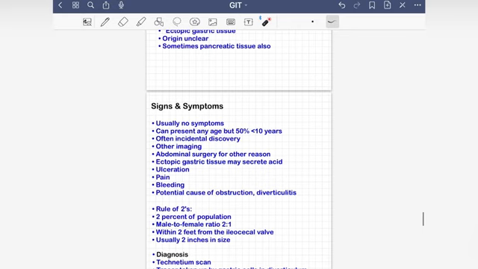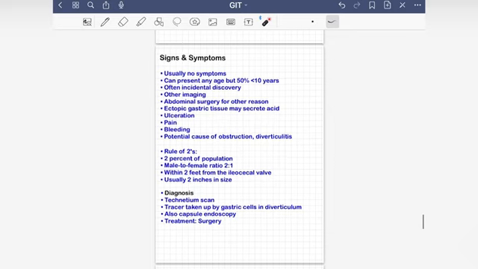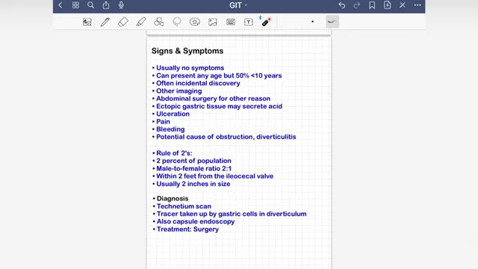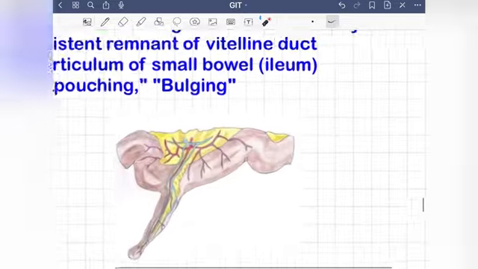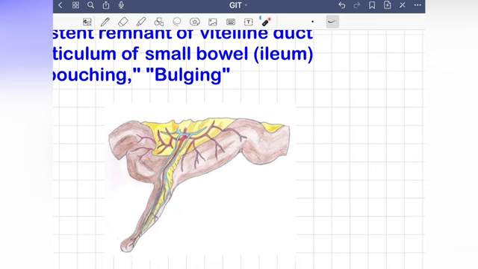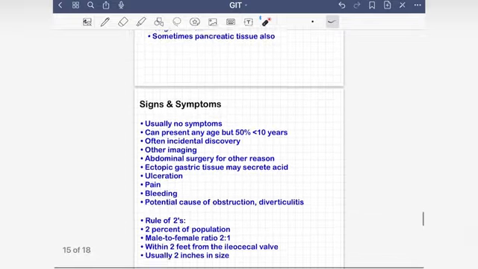A true diverticulum, on the other hand, like a Meckel's diverticulum, involves all three layers, so that all three layers are part of the bulge or outpouching. That's relatively unusual. It's much more common for diverticulum, like the ones in older people in the colon, to occur from a breakdown of the muscular layer and thus to become a false diverticulum.